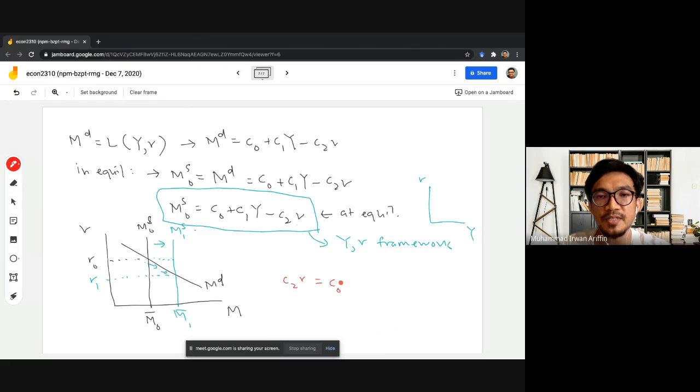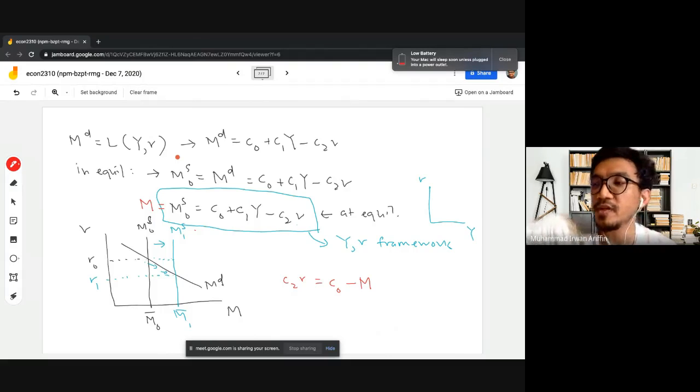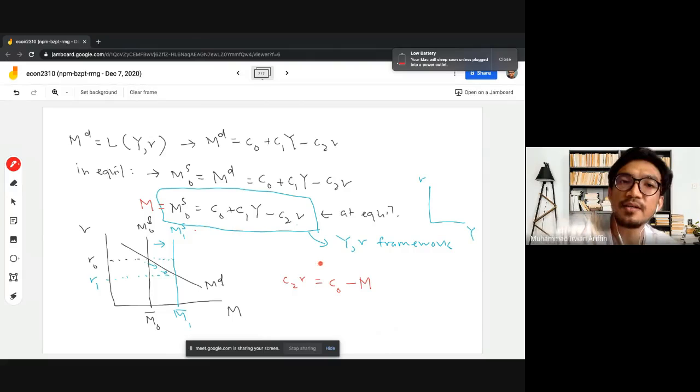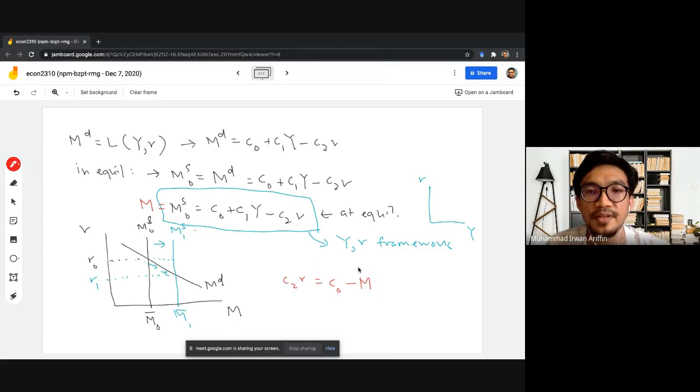So I'm going to have C0. I'm going to subtract this MS first over here. So this is MS0, which I'm going to simply write as M, because this is simply our equilibrium quantity of money that we achieve in the money market. So minus M, and then we're going to have plus C1Y. And there is a C2 here, so what we're going to do next is to simply divide both sides of the equation by C2. So this would be M minus C divided by C2 plus C1 over C2 Y.